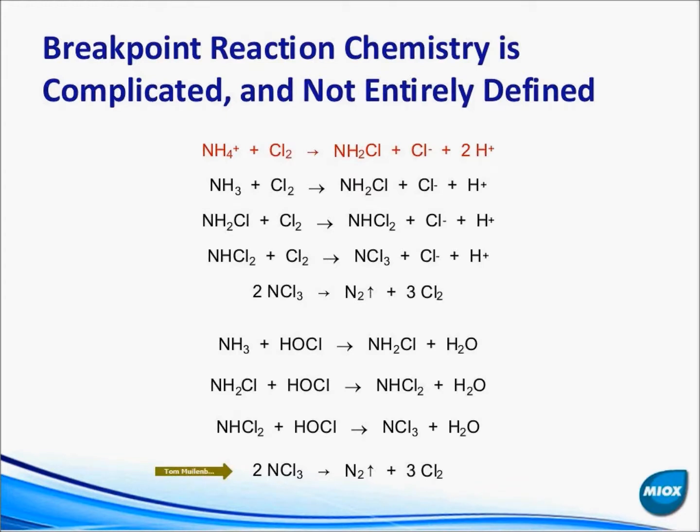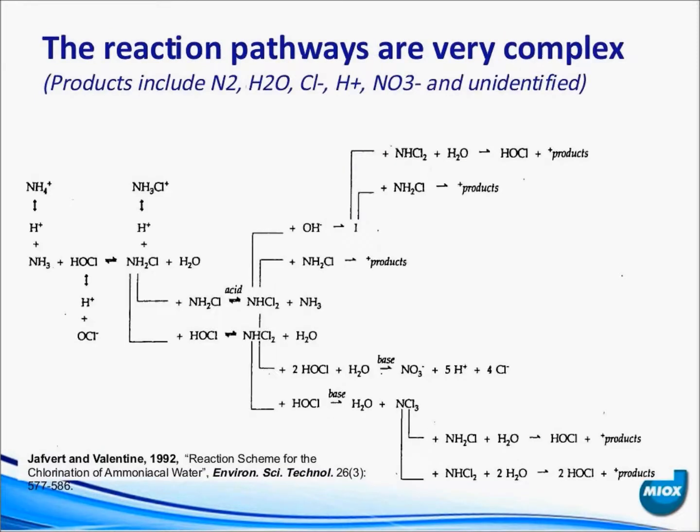So this just shows some of the potential intermediate states that one could argue chemically are actually occurring. You can take a look at all of these different steps, and a chemist can make a strong argument for a number of these reaction paths, and any one of these reaction paths and combinations going simultaneously. In fact, this is an interesting graph that I'm certainly not going to go over in excruciating detail, but Jafvert and Valentine in 1992 came up with this potential reaction scheme for the chlorination of ammonia-containing water.